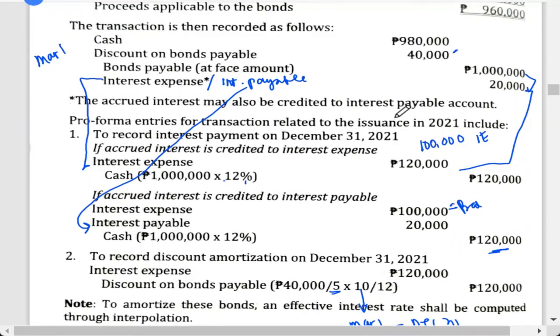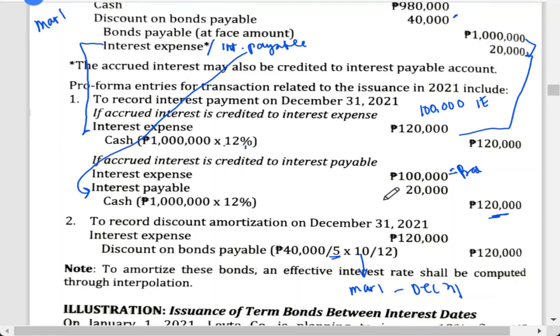Okay, so the discount is 40,000. 40,000 divided by 5. So, that's 8,000 a year times 10 divided by 12. So, this should be 6,000. It's not quite right. 6,667.